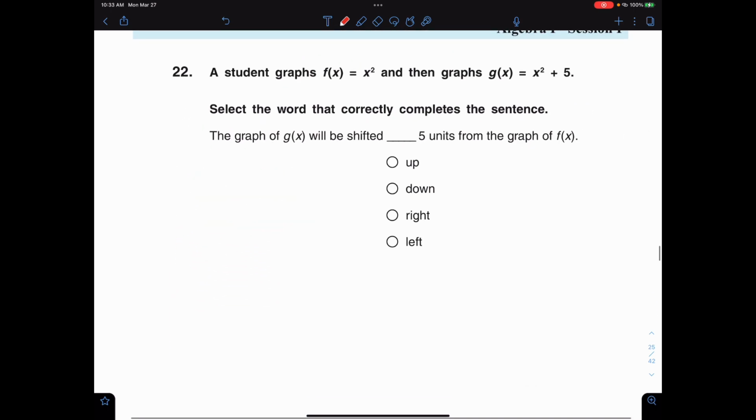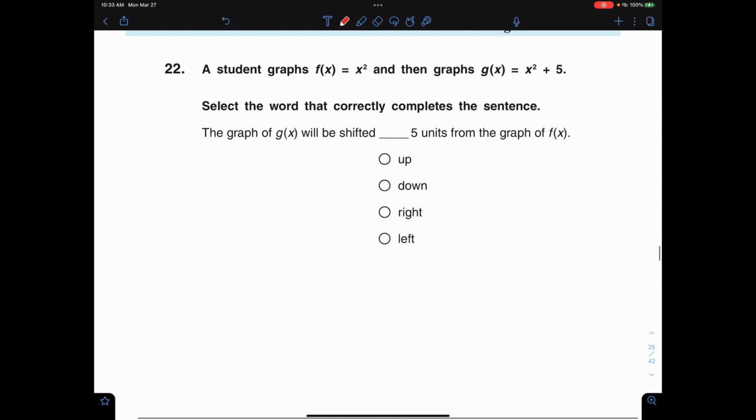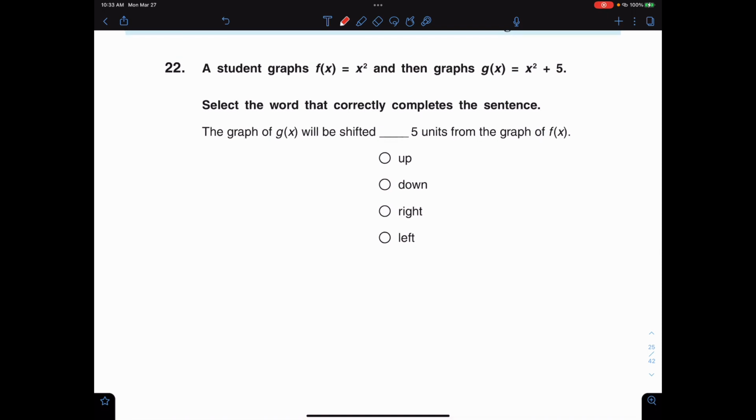Okay, it says select the word that correctly completes the sentence. The graph g of x will be shifted how many units from the graph of f of x? So here's the f of x, here's g of x, so we go up 5.